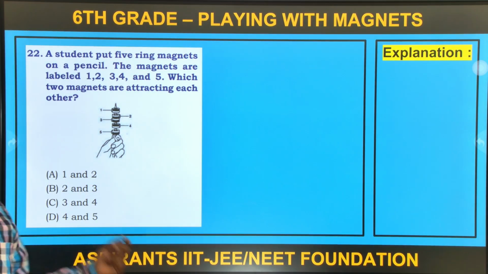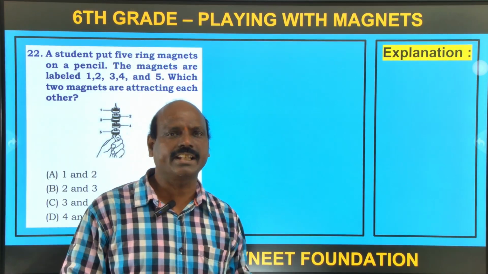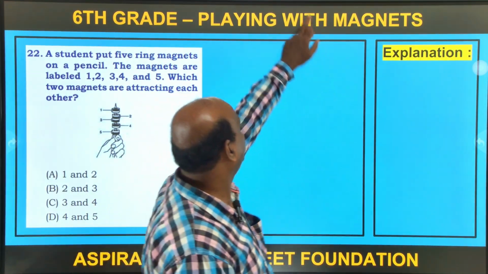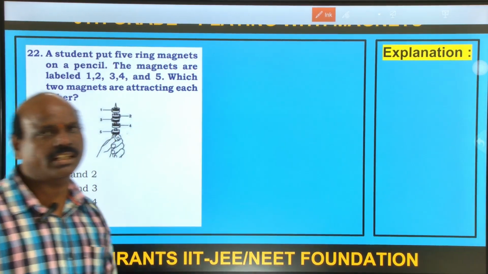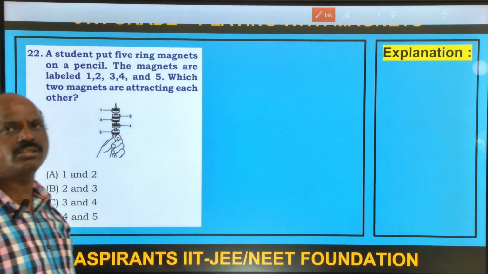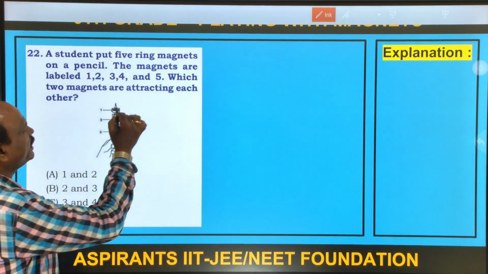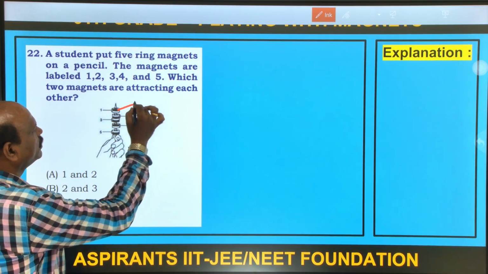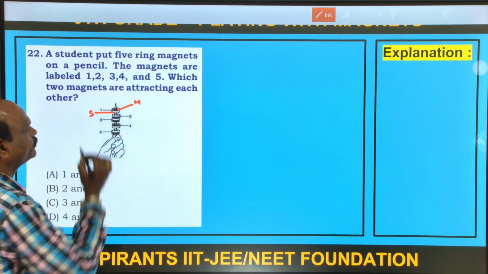As you know the property is that the north pole and the north pole will repel, and the south pole and the south pole will repel. In the same way, unlike poles like north and south or south and north will attract each other. So here, let us assume this black mark as a north and this white mark as a south.